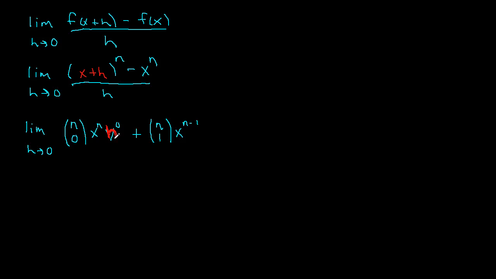And what did those exponents do? This was h to the 0. This is going to be h to the first. They increase by 1. Okay, so let's go on to the next term. The next term is going to be n choose 2, and the exponent on x gets decreased by 1 more. This will be n minus 2, and this will be h squared.